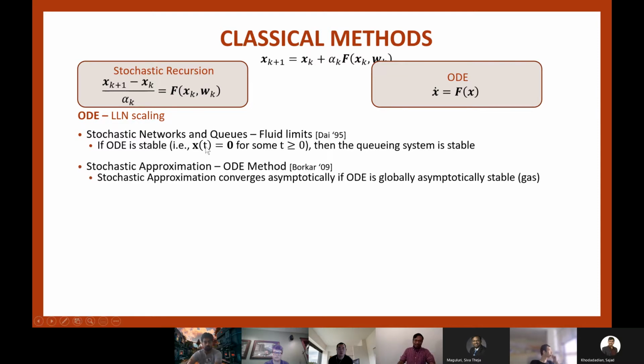On the stochastic approximation side, one has a very similar theorem. The theorem says that for the stochastic approximation update, look at the corresponding ODE, and suppose this ODE is globally asymptotically stable. What does that mean? No matter where you start, this ODE converges to its fixed point x star. Then the original stochastic approximation also converges under appropriate choice of step sizes. This work also happened in the 80s and 90s, and it culminated in a book by Borkar in 2009.